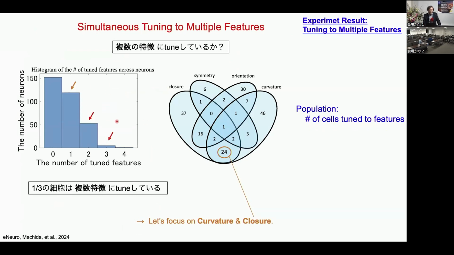More than half of the neurons show selectivity to at least one of these 4 features, and among them, about half show tuning to multiple features, in many cases to 2 features. And this is the detailed number of the tuned features. For example, this 24 means that 24 neurons are tuned to both closure and curvature. So let's focus on curvature and closure.